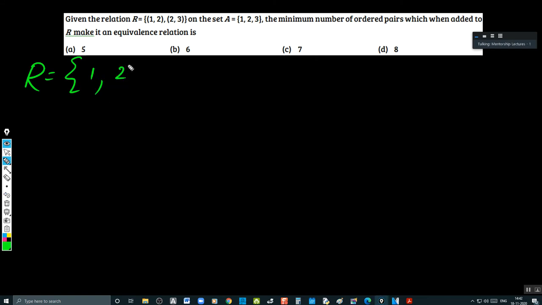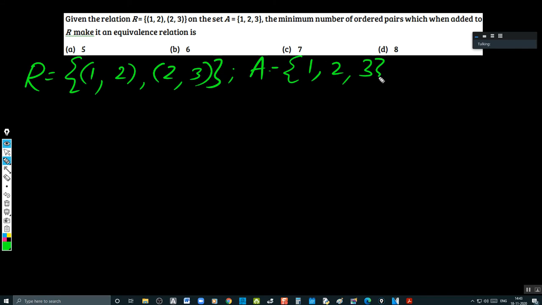What are the elements in R here? (1, 2), (2, 3). What is the question here? Of course, the set is given to be {1, 2, 3}. The minimum number of ordered pairs which when added to R make it an equivalence relation. First of all, tell me, to become an equivalence relation, what is the first condition? Let us move in an order. It must be reflexive first.